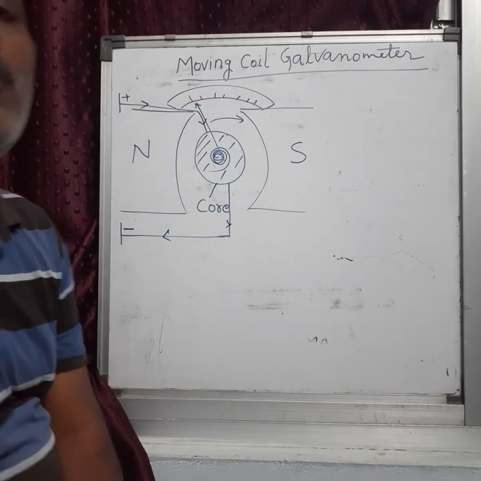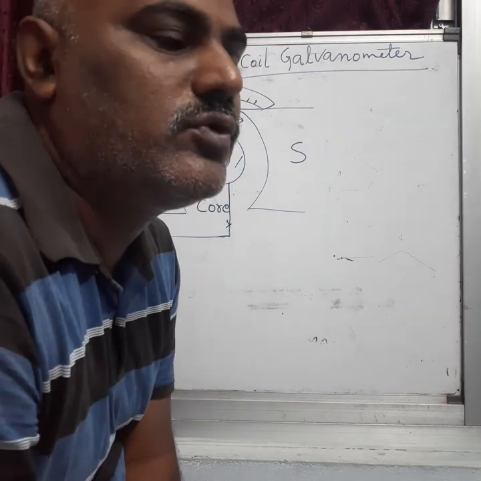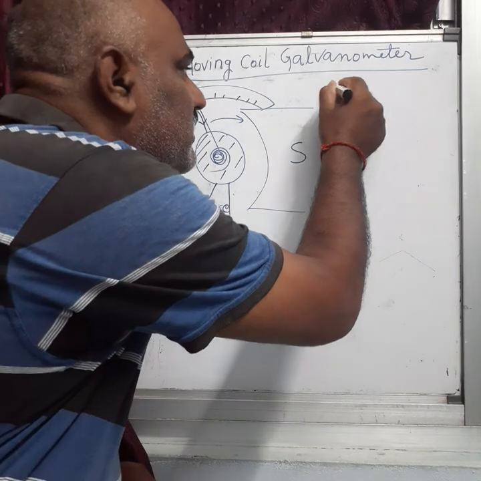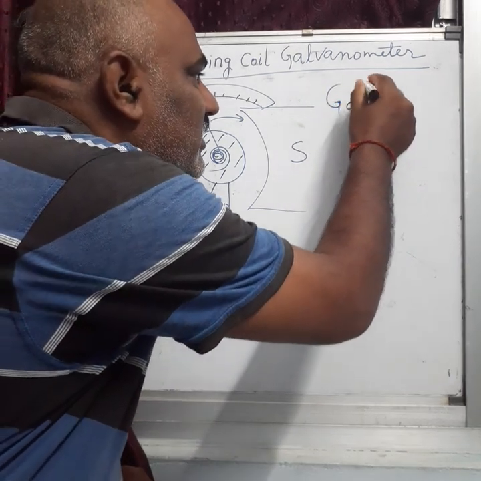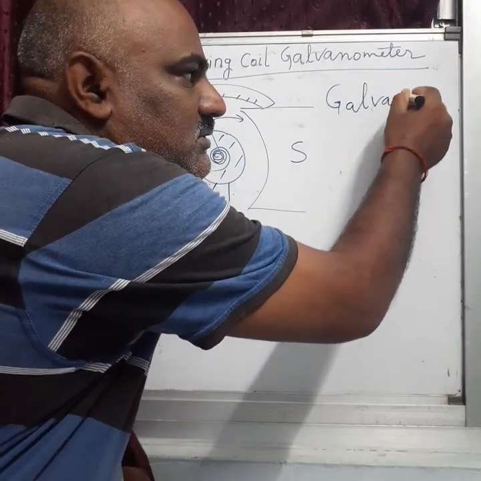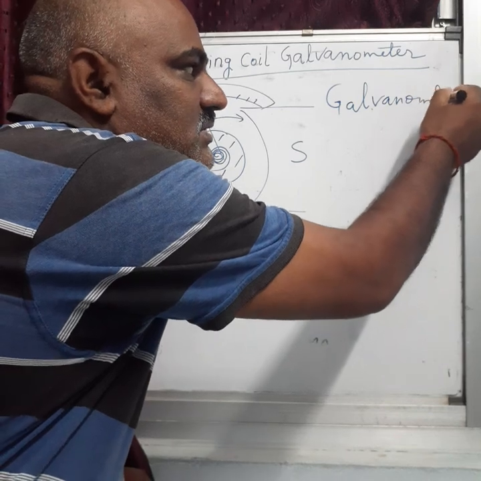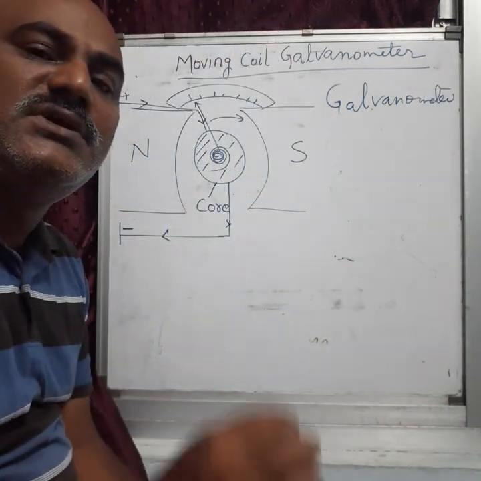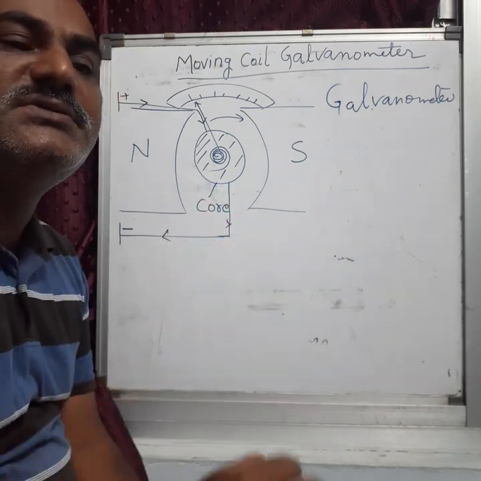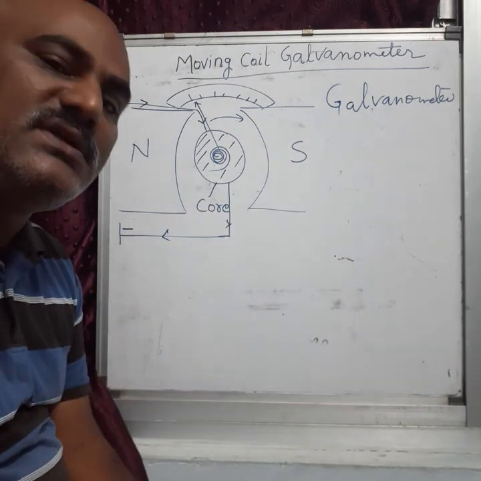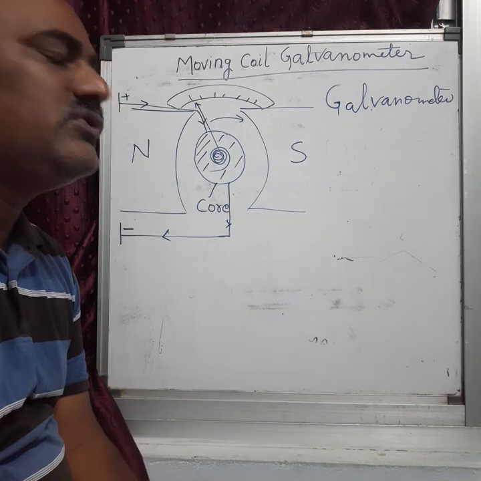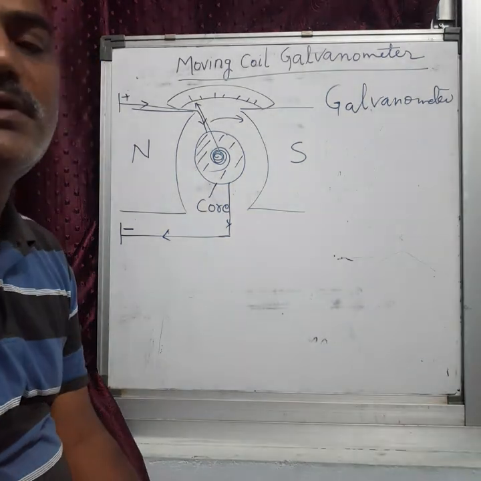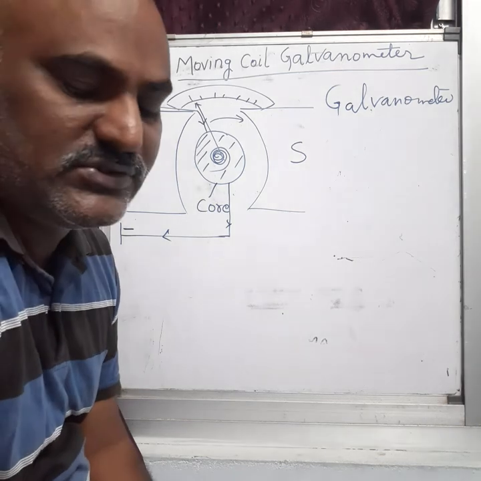So first of all, you have to know what a galvanometer is. What is the galvanometer? Galvanometer is a device which measures the current. Basically, it is used to measure the current, but later it was converted to also measure the voltage.